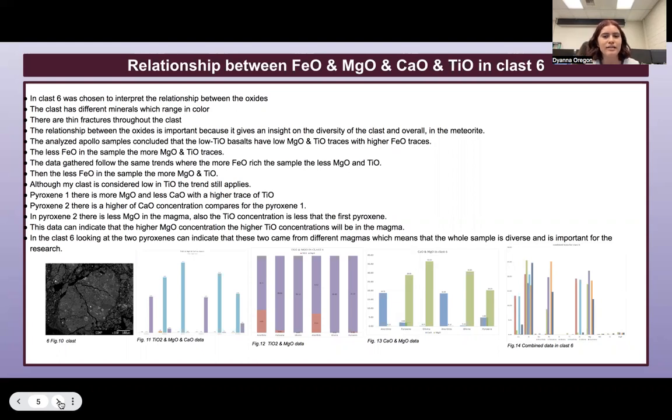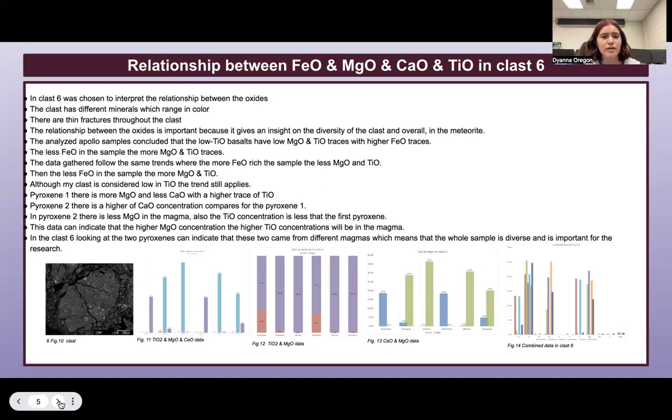Analyzing specific clasts can help identify the minerals present. Also, understanding the elements in each mineral can be indicative of how it was formed. The relationship between the oxides is important because it can give us an insight into the diversity of the clasts and overall in the meteorite.